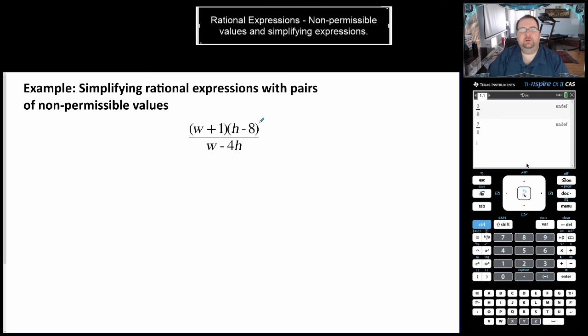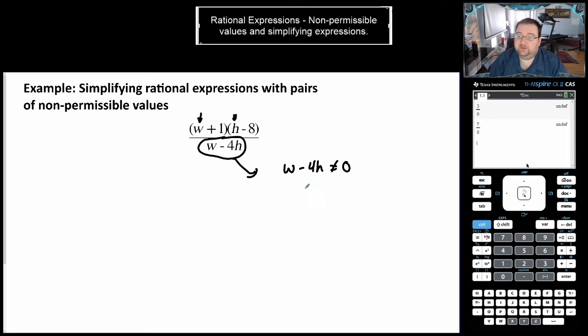Let's try this one here. Simplifying rational expressions with pairs of non-permissible values. So here, we have two variables, w and h. Let's look at our non-permissible values. For non-permissible values, you take the denominator and set it equal to 0. So w minus 4h cannot equal 0.